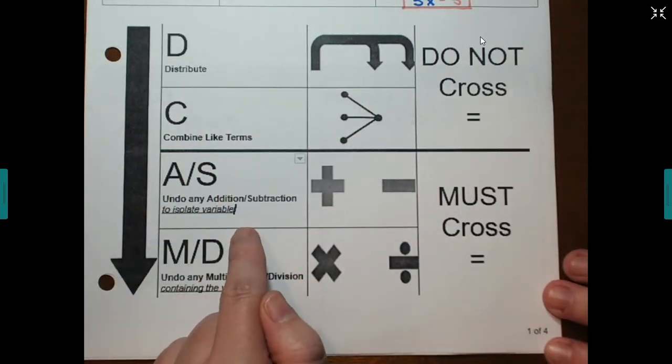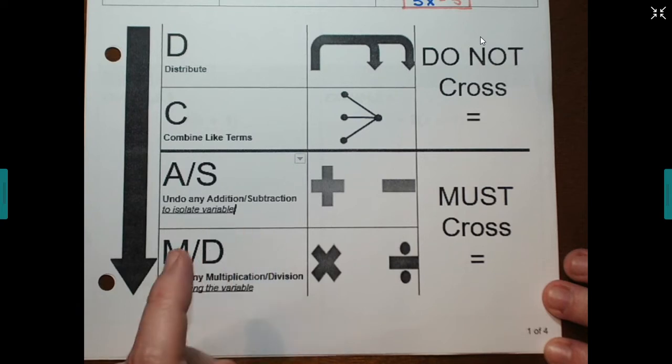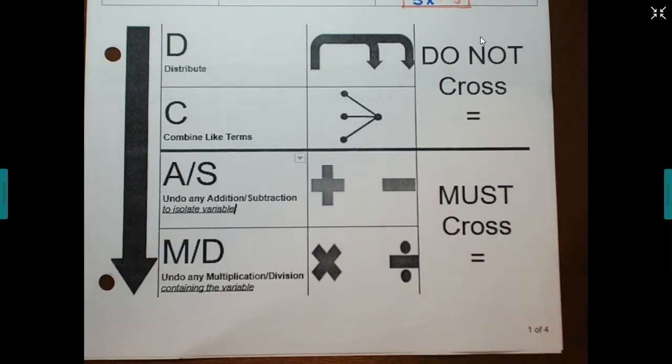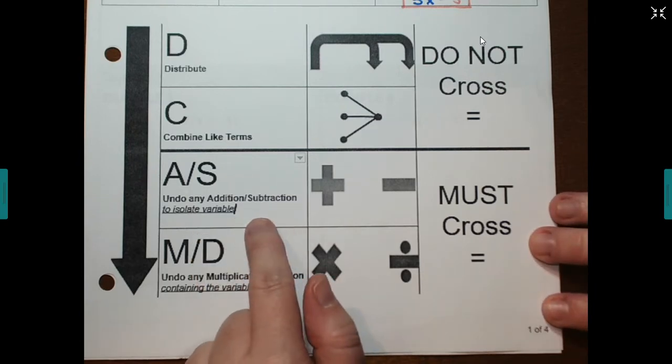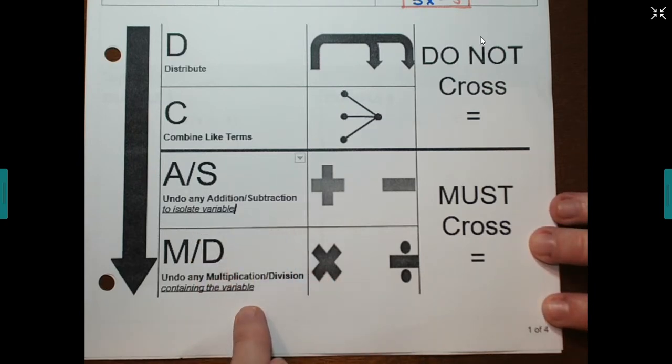Then you're going to start adding and subtracting across the equal sign. That's where we start doing what you do to one side has to be done to the other. Adding and subtracting, trying to get that variable by itself. And then multiplying and dividing, trying to get that variable by itself.